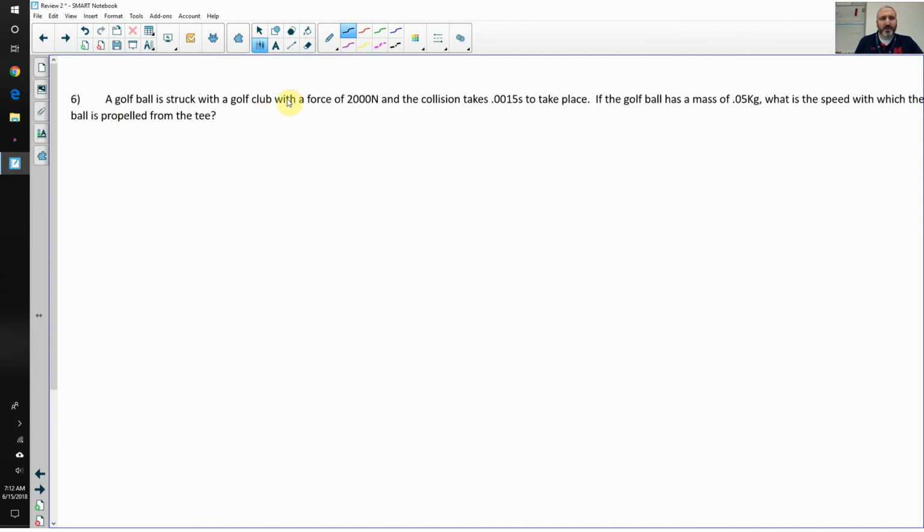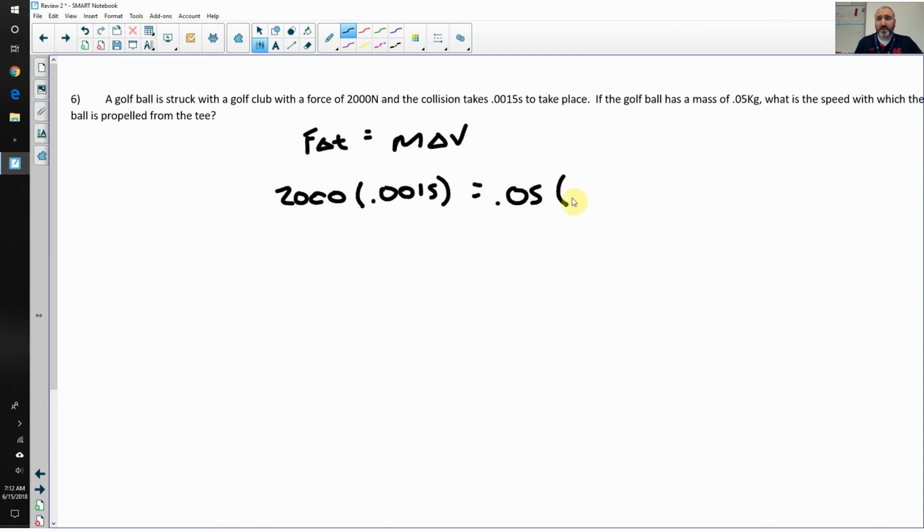A golf ball is struck with a golf club, and anytime we give you a force, a time, and a mass, you're generally going to be looking at impulse, for the equation that we had, F delta T equals M delta V. That's the equation I would go with. We know we have a 2,000 Newton force, a time of 0.0015, and a mass of 0.05 kilograms, which is the correct unit.